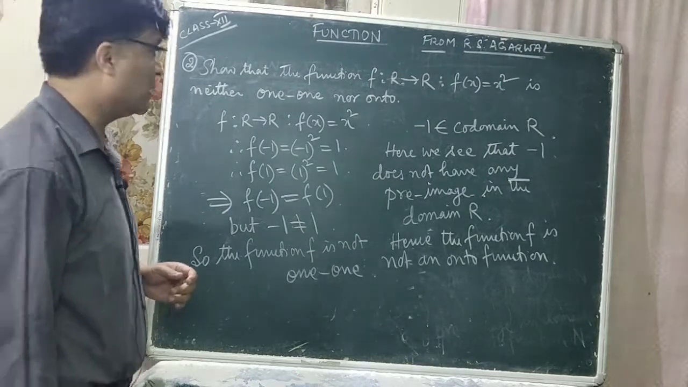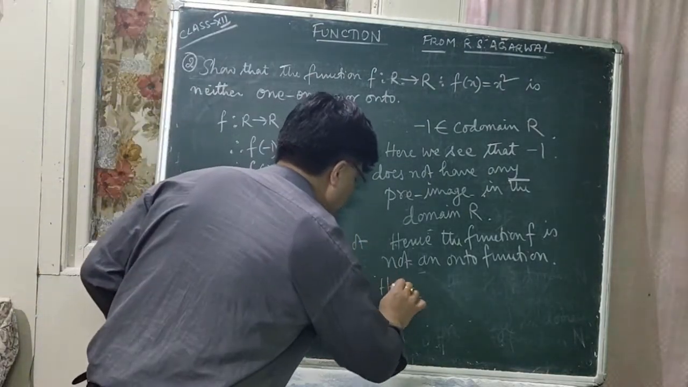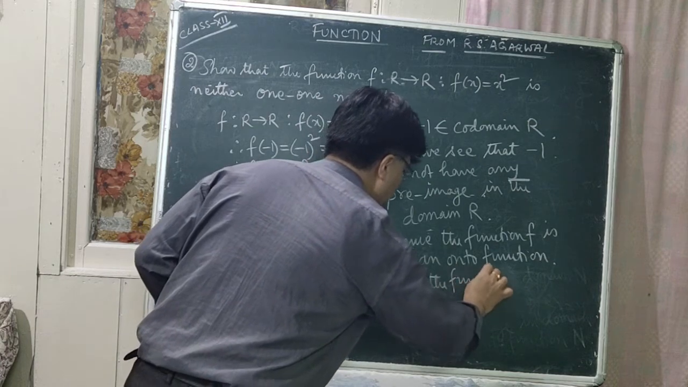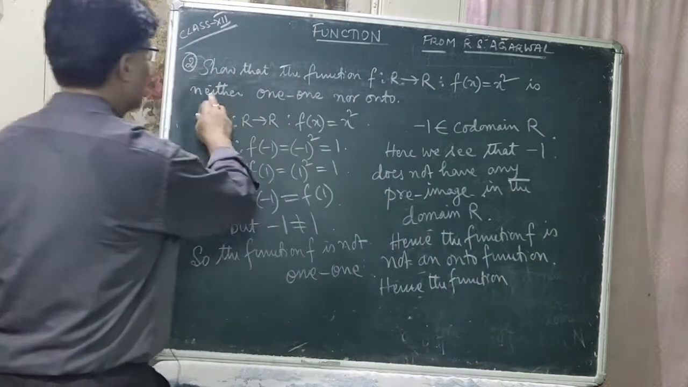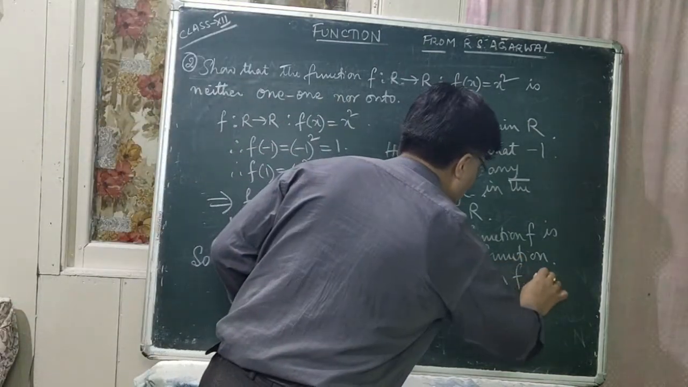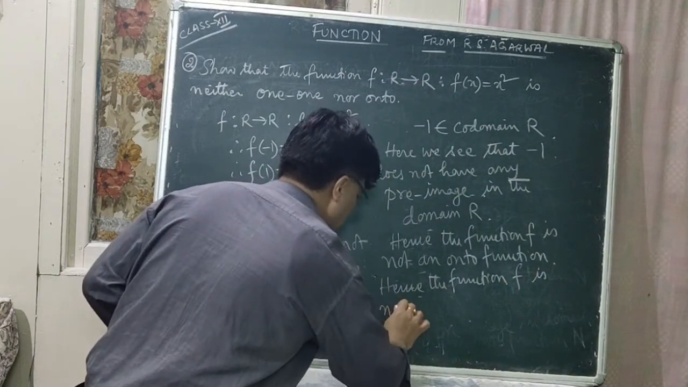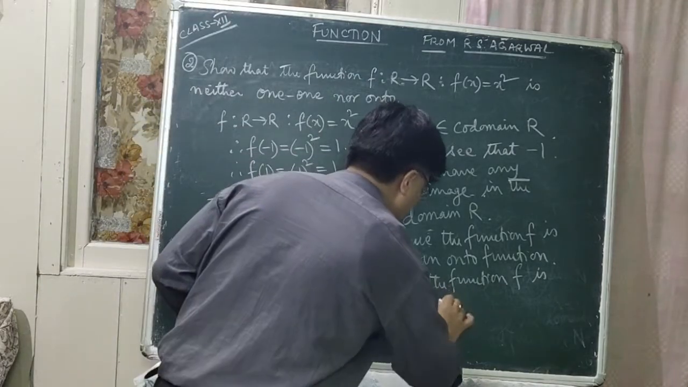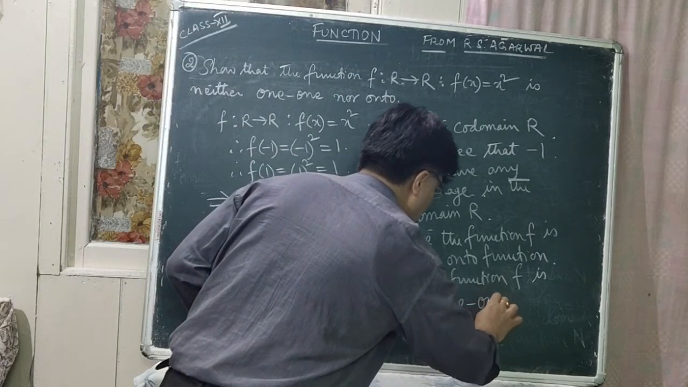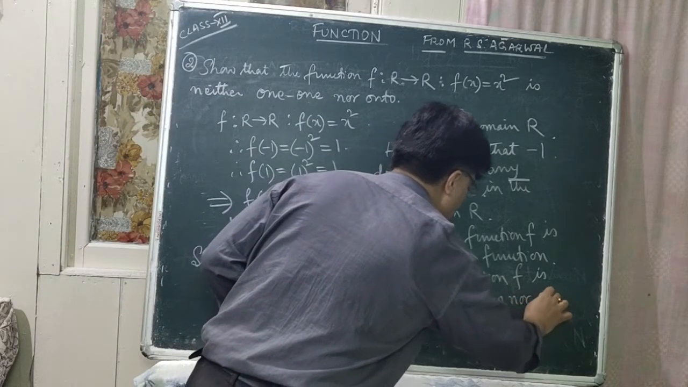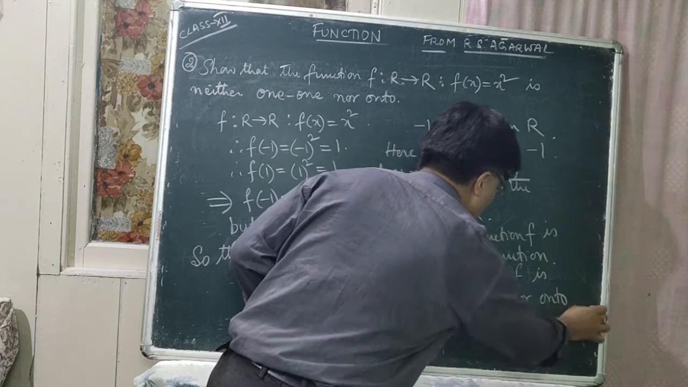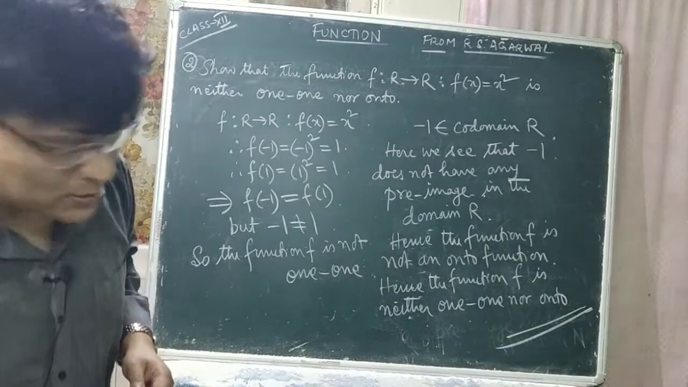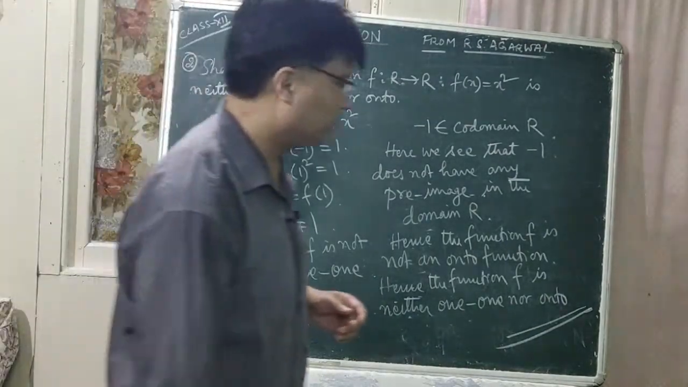So I think you have understood it. So hence the function f is neither 1 1 nor onto. So we have proved it. So you can copy it. Now we'll do the next question.